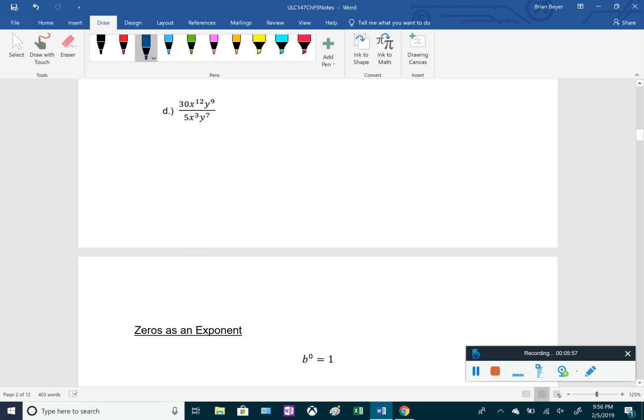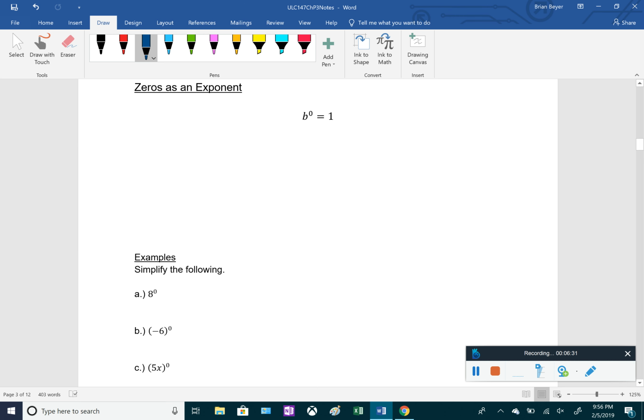And for D here, we have a little bit more complicated one. 30x to the 12th, y to the 9th, divided by 5x cubed, y to the 7th. So we go term by term. 30 divided by 5 is 6. X to the 12th divided by x cubed, that's x to the 12 minus 3. And then y to the 9th divided by y to the 7th, that's y to the 9 minus 7. So simplifying this, 6x to the 9th times y squared.